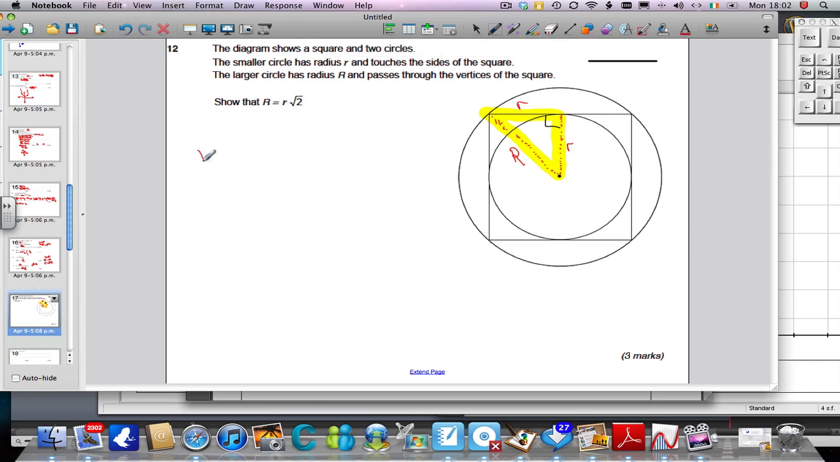Well, using Pythagoras, radius squared should equal small radius squared plus small radius squared. That means the radius squared should equal 2 times the small radius squared. And that means the big R, if I take the square root of both sides, will equal, well, the square root of small r squared is r, and the square root of 2 is root 2. And there's your 3 marks.